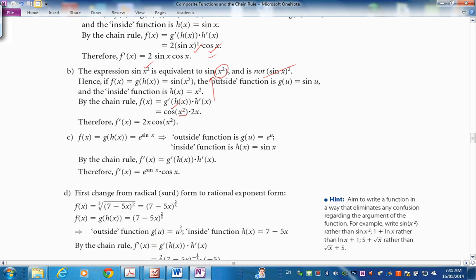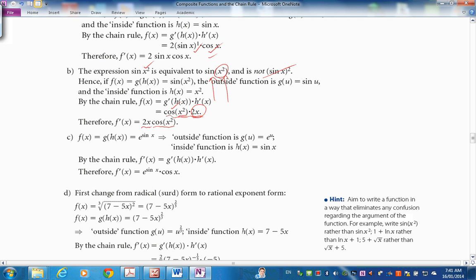Leave the x squared untouched, and then do the derivative of x squared, which is 2x. Then you would put this 2x in front so you don't confuse finding the cos of all of those x's together. That's got nothing to do with it. It's 2x out the front and cos of x squared only.